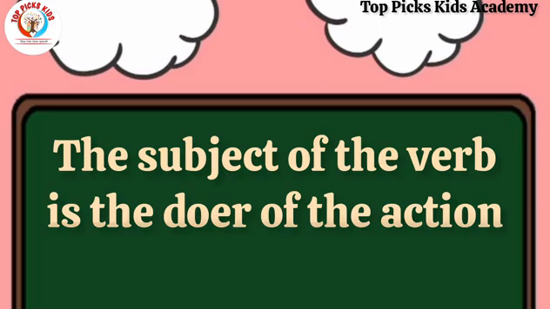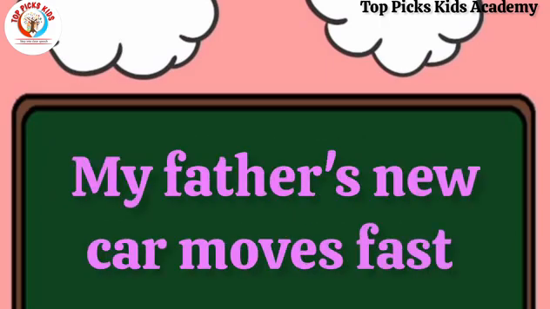Let's have an example. My father's new car moves fast. My father's new car is the noun phrase here, and it performs the action moves. So that means my father's new car is the subject of the verb moves.